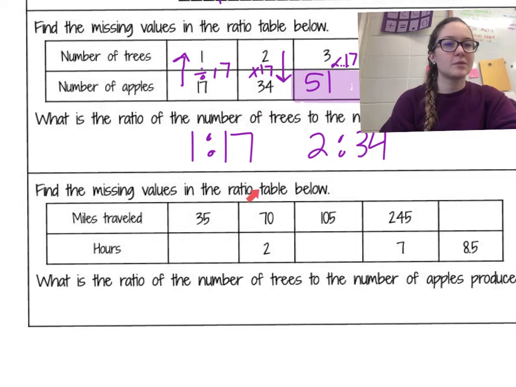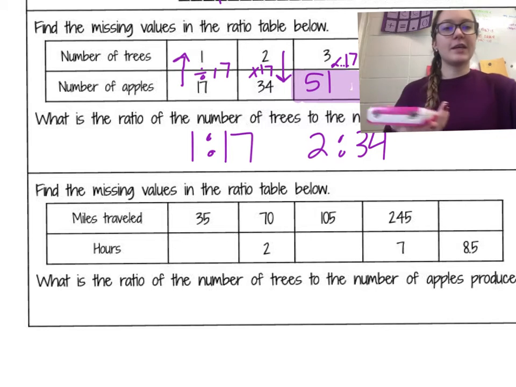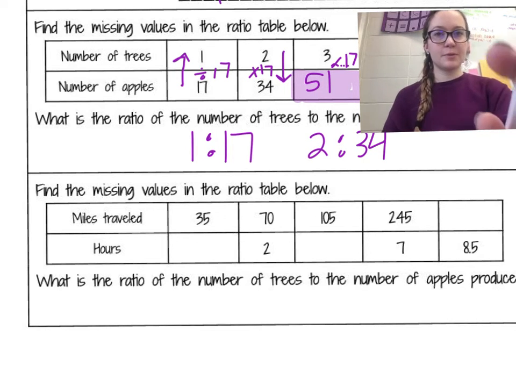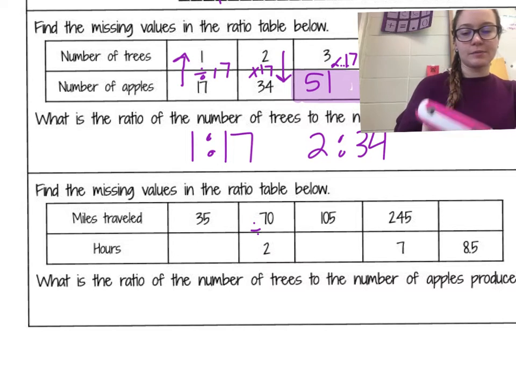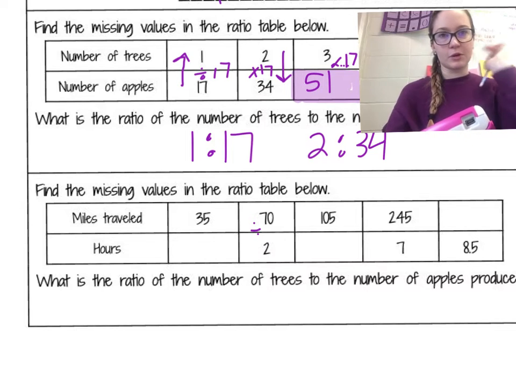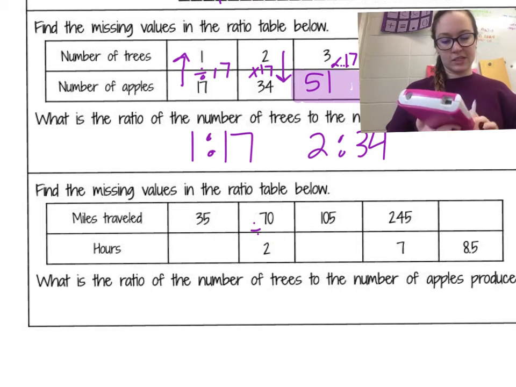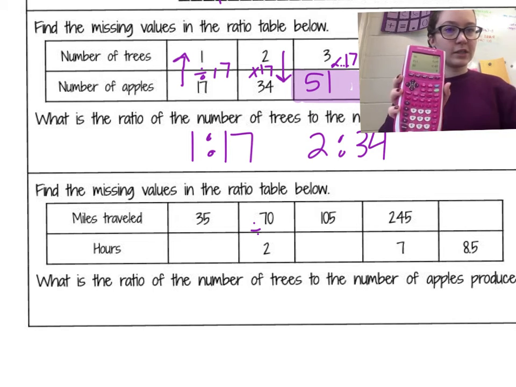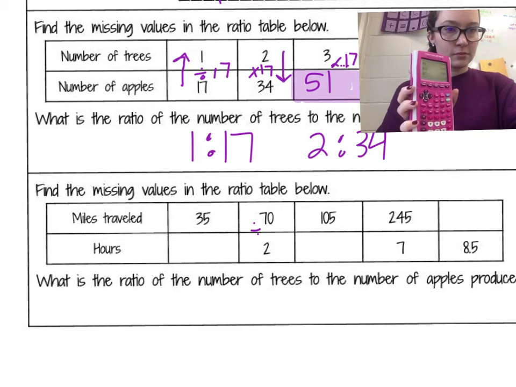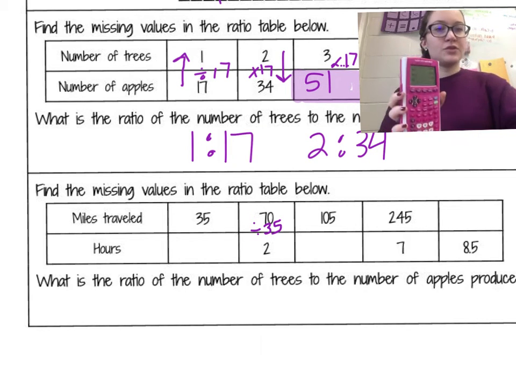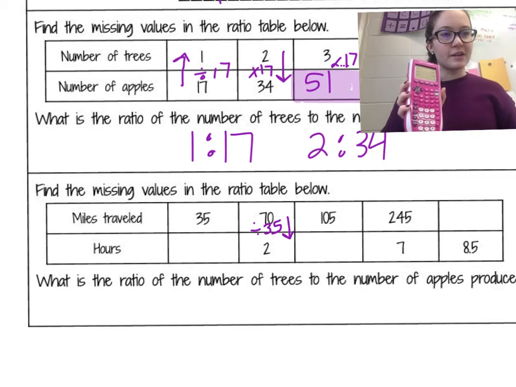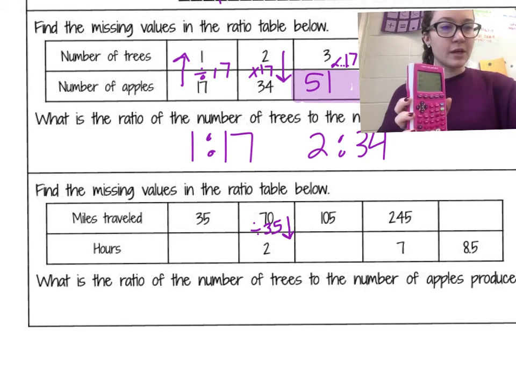Alright, so for this box, miles traveled versus the number of hours traveled. Okay, to figure out the relationship, you can always try dividing. Okay? So take the top divided by the bottom, okay, or the bigger number divided by the smaller number. So 70 divided by 2 is 35. So my factor is going to be 35. So if I'm going down, it's going to be divided by 35, which means going up is going to be the opposite, which is multiply by 35.